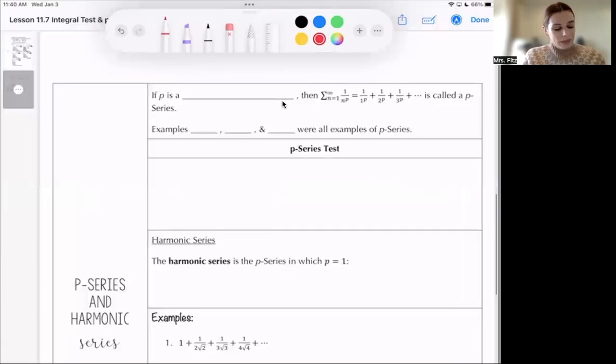Okay, so p-series. If p is a positive constant, then the sum from n equals 1 to infinity of 1 over n to the p equals 1 over 1 to the p plus 1 over 2 to the p, and so on and so forth. This is a p-series. And so it turns out it depends on what p is to note if this converges or diverges.